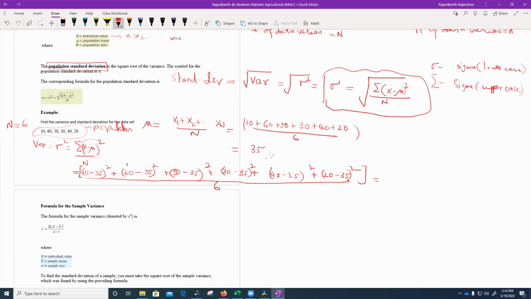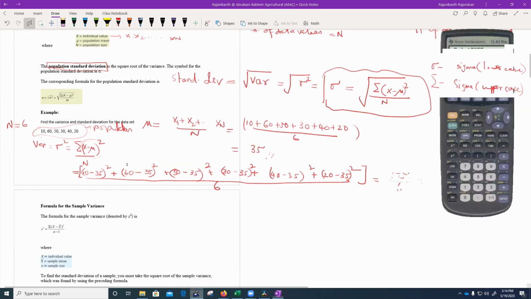I got my numerator. If you type this all in your calculator, I got 1750. Why don't you check that? Then divide by 6. So what is that? 1750 divided by 6, which is 291 point.